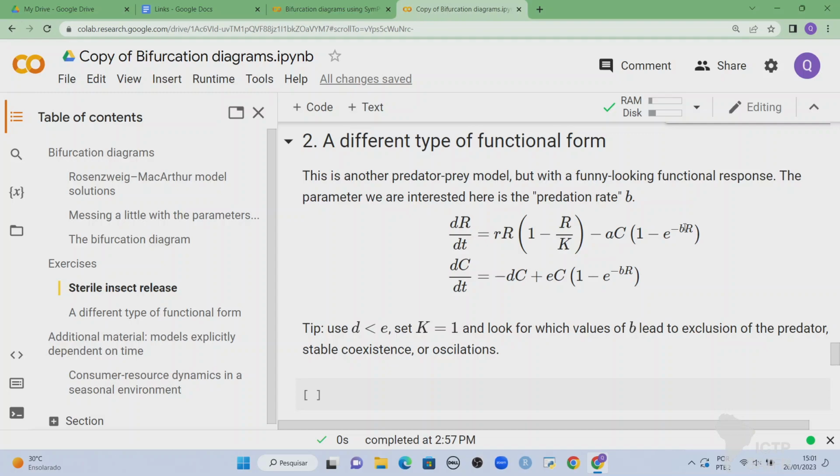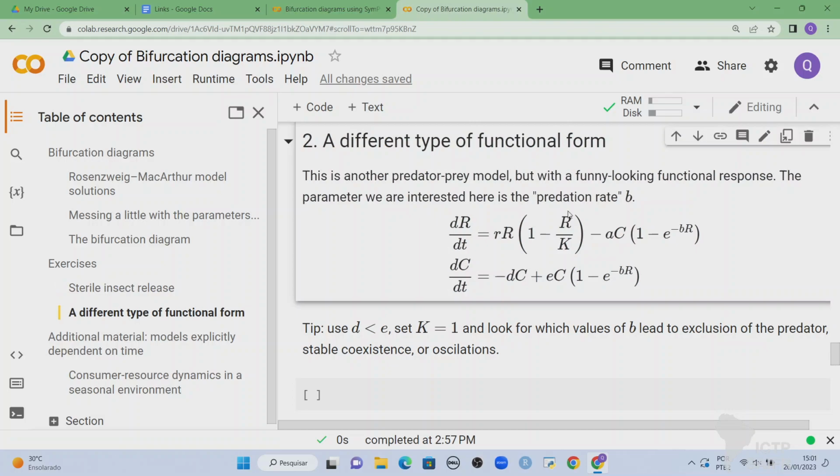Okay, let's go for the second one. Again, we don't start directly with trying to go for the bifurcation diagram. We start looking at the model and trying to understand a bit the parameters and the equations. Then we solve the equation for some set of parameters, look at the solution, and see if this looks like a reasonable set of parameters, and then we go for the bifurcation diagram, okay? So let's look at the equation.